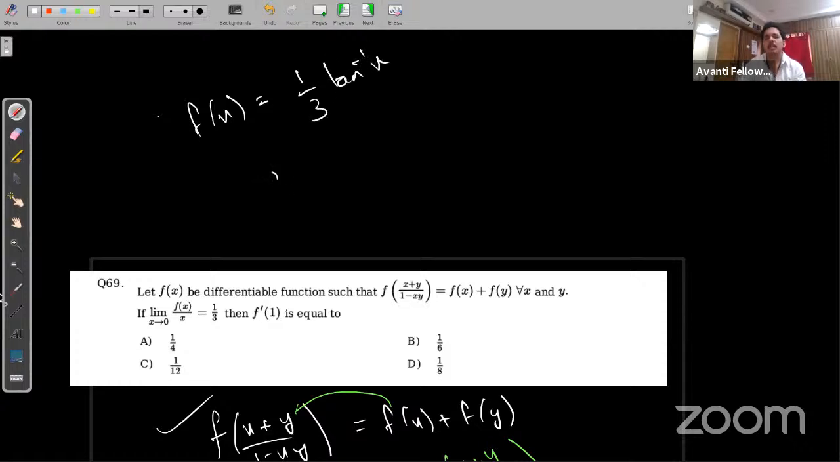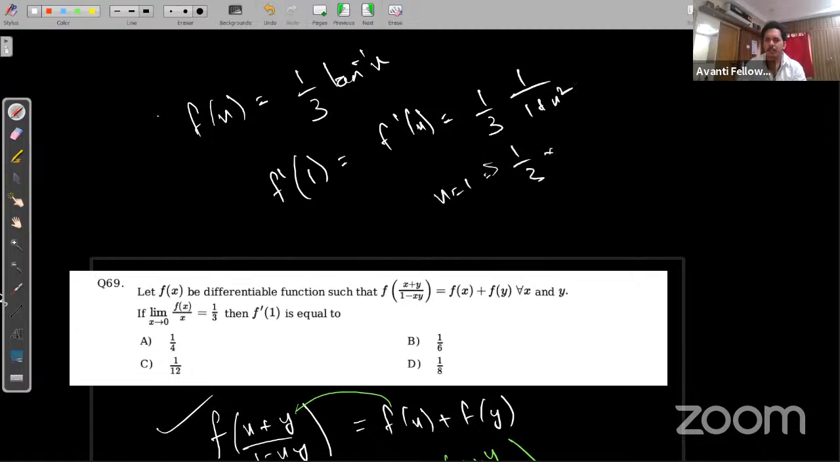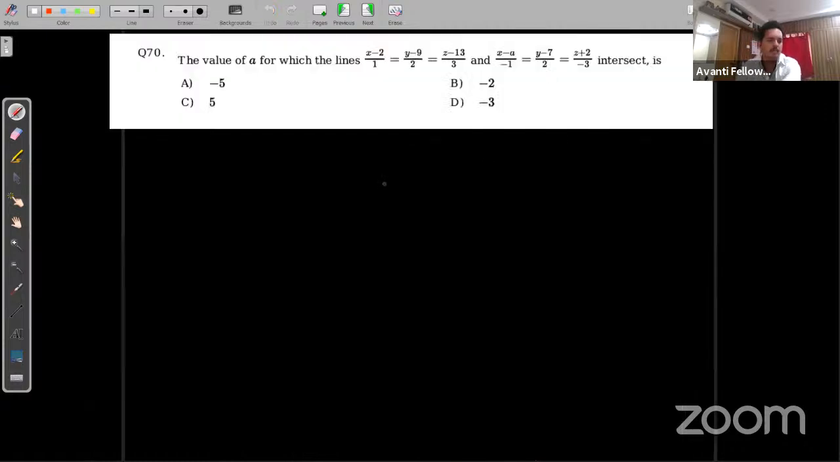Now what is it asking? It is asking for f dash of 1, right? So what is f dash of x first of all? 1 by 3 into 1 by 1 plus x square. At x is equal to 1, what is my value? 1 by 3 into 1 by 2. So it is 1 by 6 is your answer. So you can go for option B. Okay, so that is how you have to do.